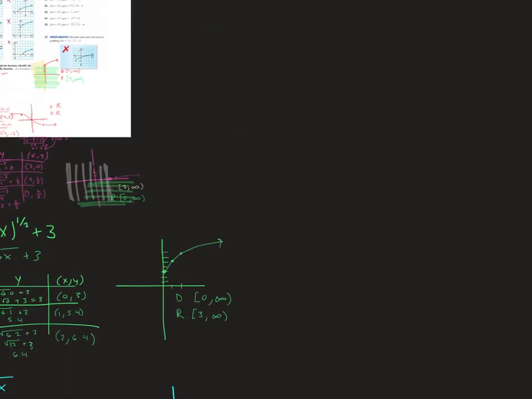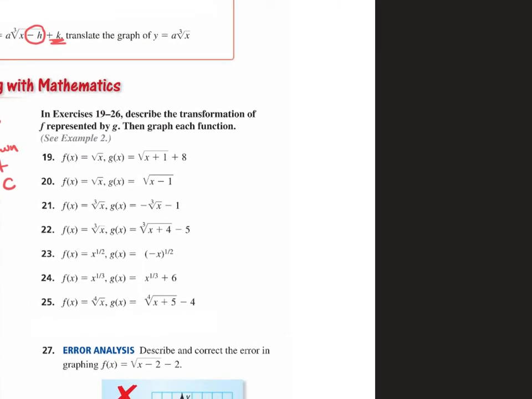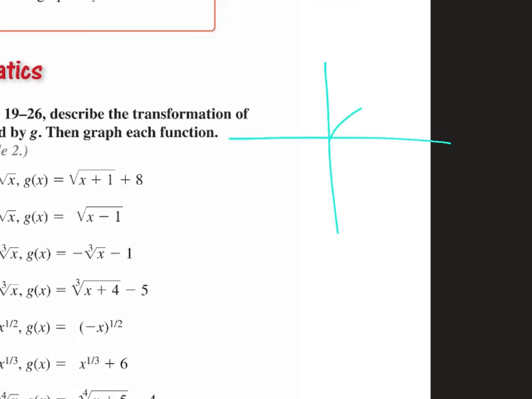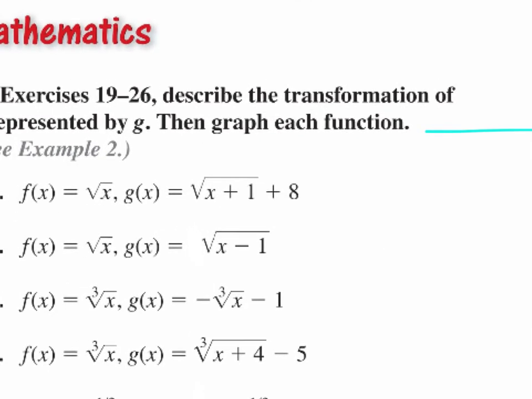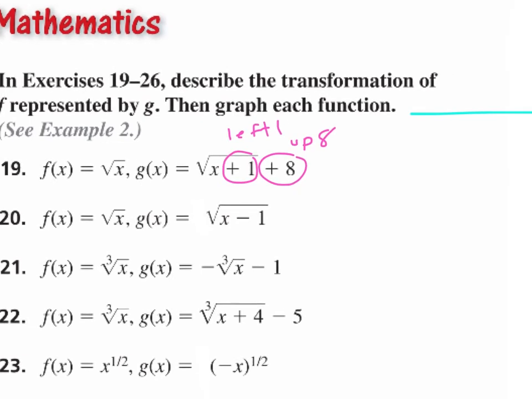Alright, the last few are a breeze because all we have to do is translate them from the parent function. So if we have our parent function, that looks like this. For 19, what does the plus 1 do to our graph? Plus 1 on the inside. Move it left. Left 1. And what about the plus 8? Up 8. Because plus 8's on the outside. So plus means we go up. So we're going up 8.